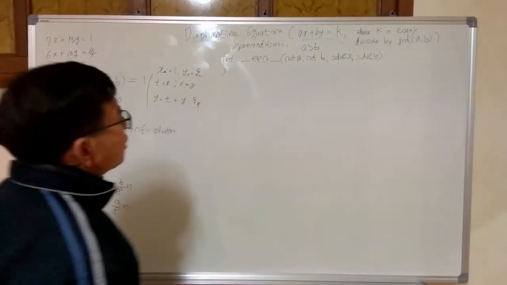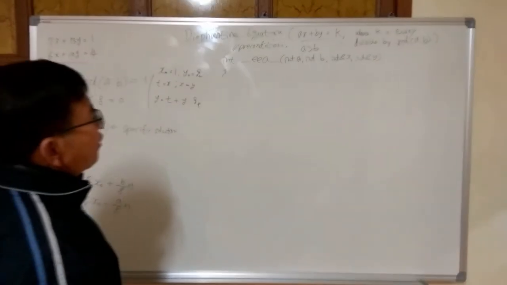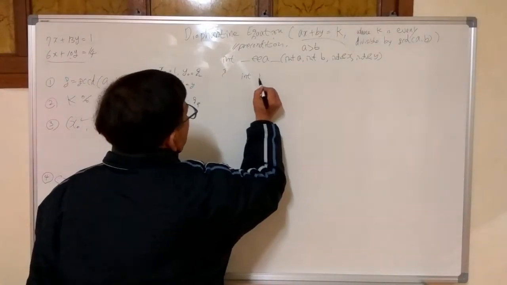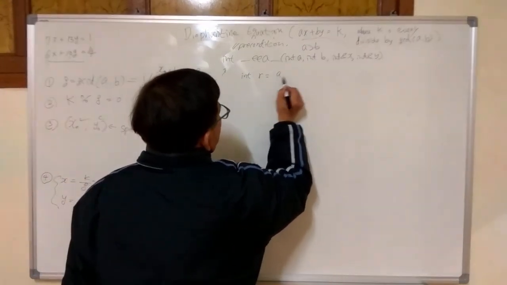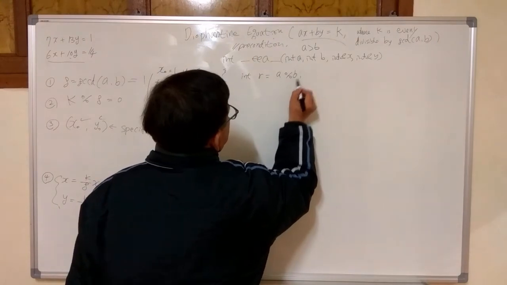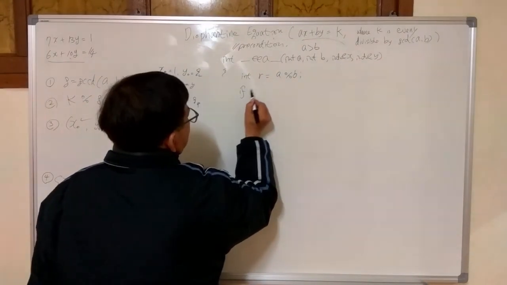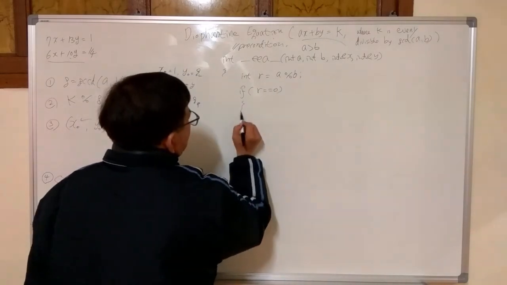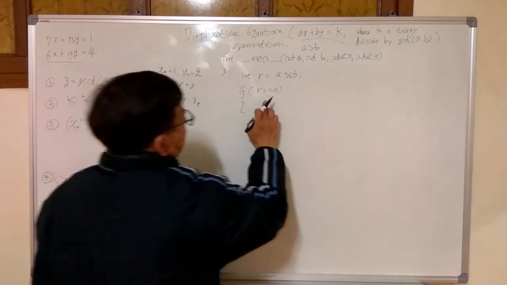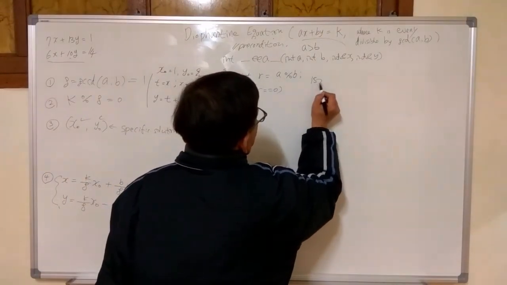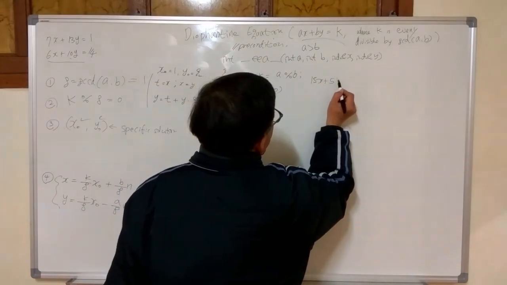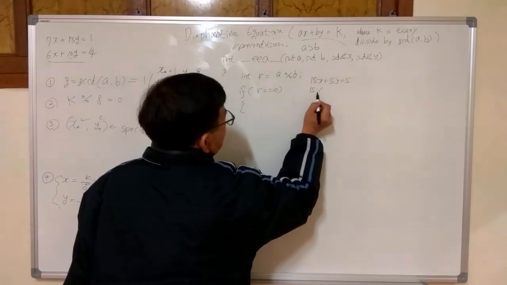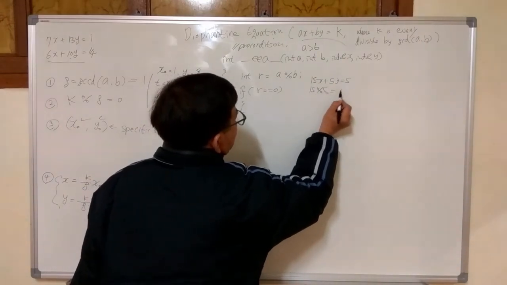This is actually important. Precondition: A should be greater than B. Here, int R equals A modulo B. If R equals 0, then at this point it means 15x plus 5y equals 5. In this case, 15 modulo 5 is 0.